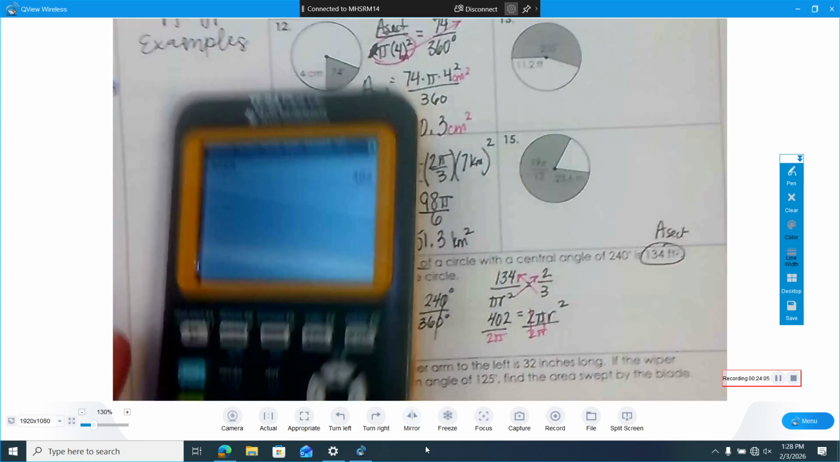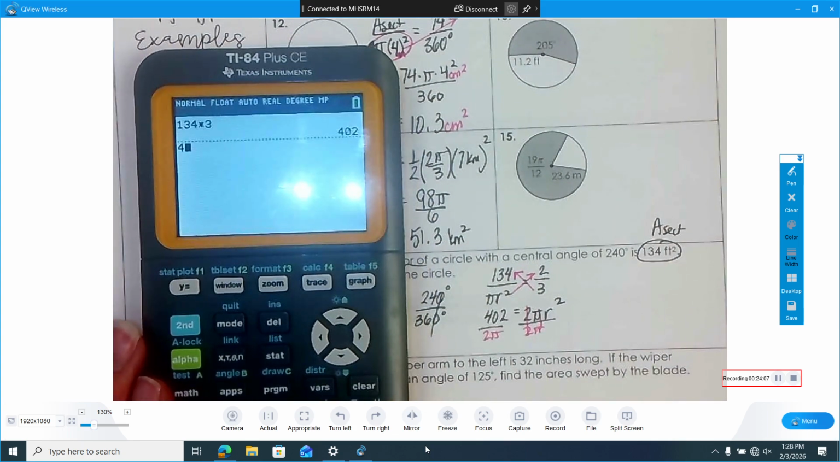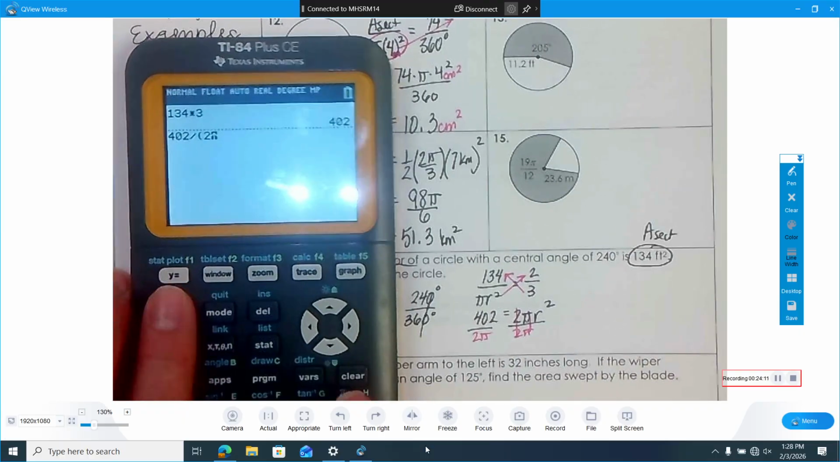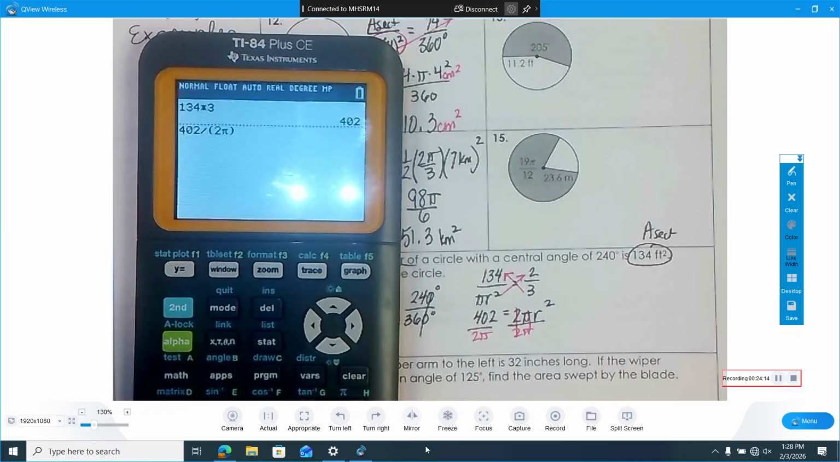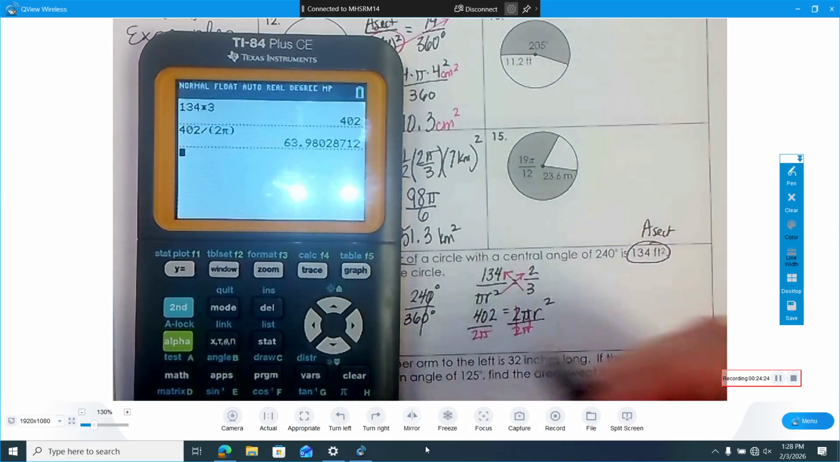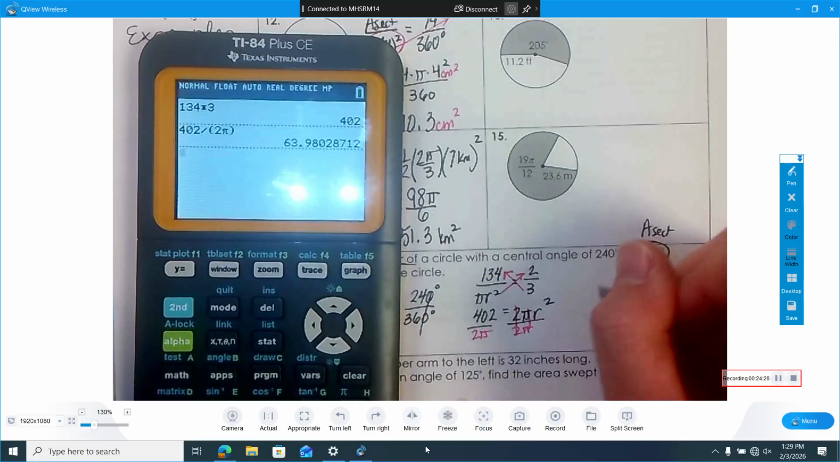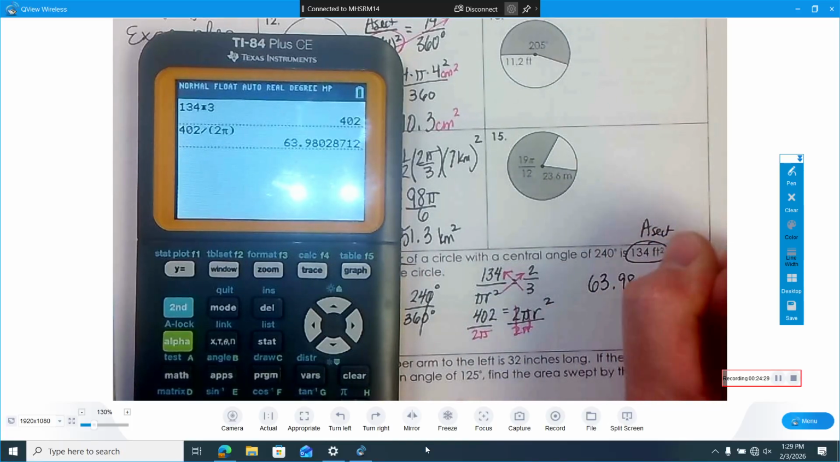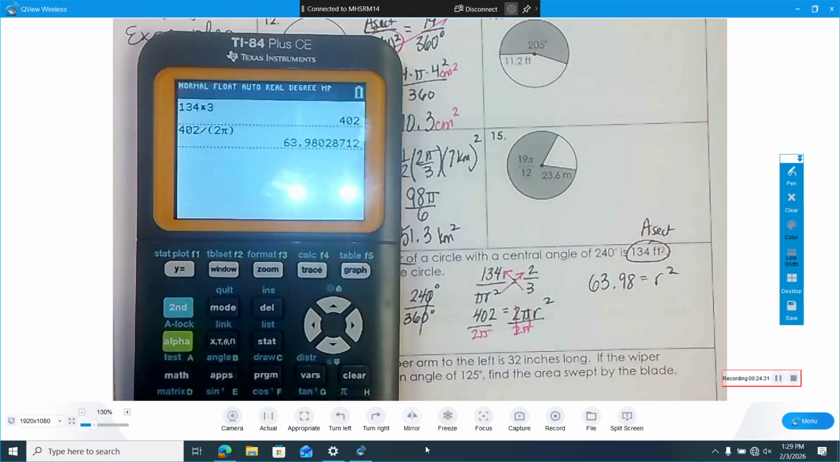Let's see. You have to be careful here. 402 divided by the whole 2 pi. What did I do there? I used parentheses. So you do have to be really, really careful when you're dividing multiple items there. So we get 63.98 equals radius squared, and then what? Square root both sides.